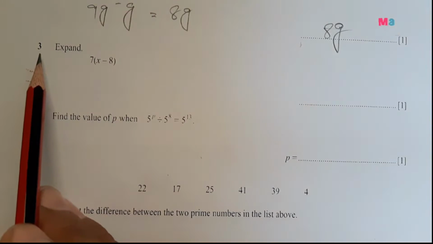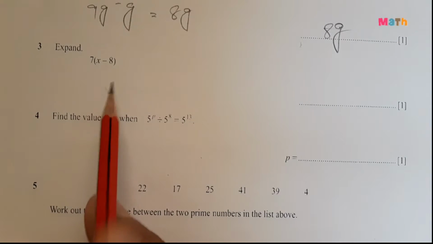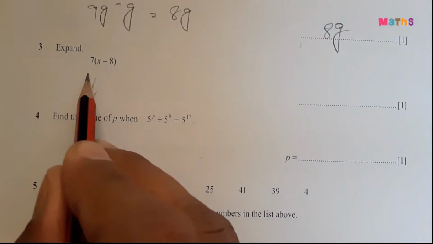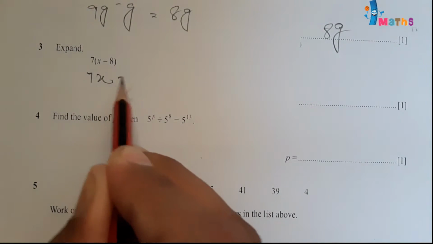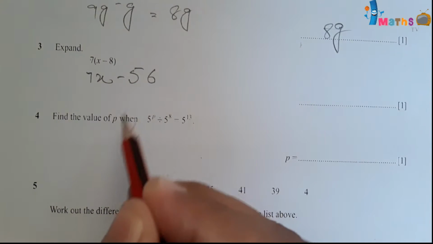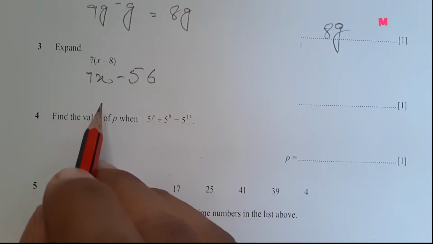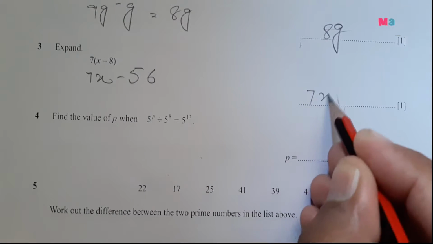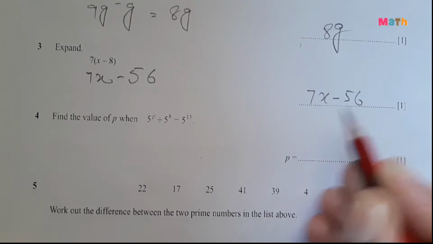Question number 3. Expand 7 into x minus 8. So we'll multiply: 7x minus 7 8s are 56. So our answer will be 7x minus 56.